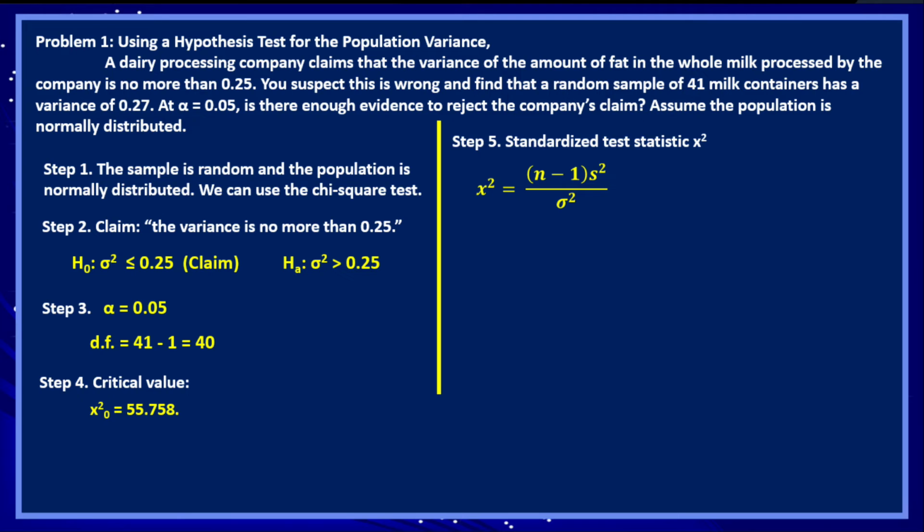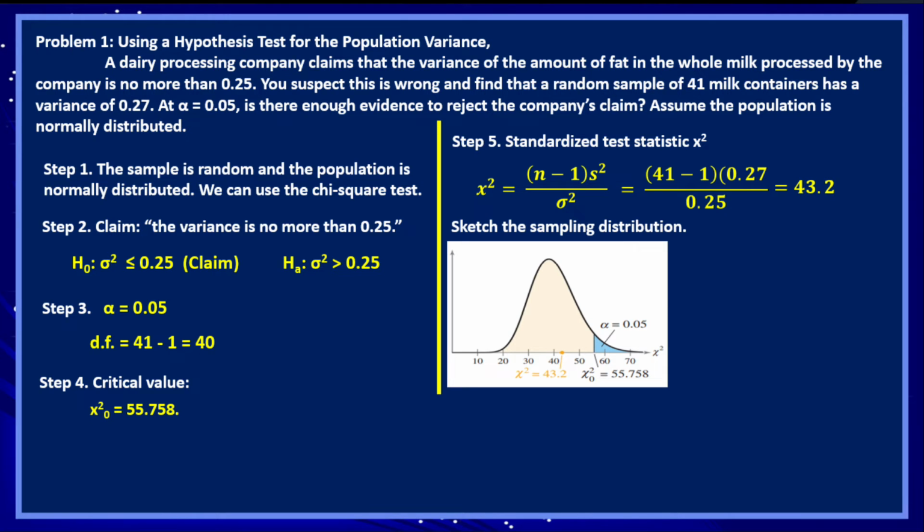Now, let us solve for our standardized test statistic. We have χ² equals n, which is 41, minus 1 closed quantity multiplied by s², which is 0.27, all over σ², or 0.25. By performing the operations, we get 43.2. Finally, decide to reject or fail to reject the null hypothesis.